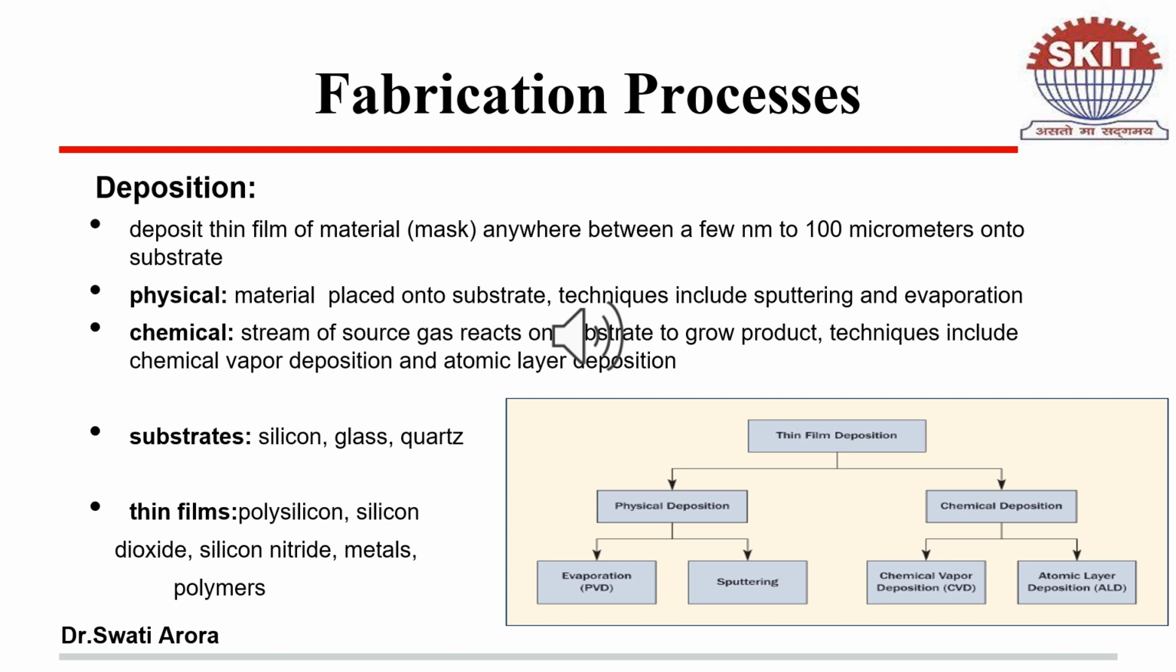The material placed on substrate using physical vapor deposition, or the physical deposition, has two methods. First is evaporation and second one is sputtering. Similarly, for chemical deposition there are also two methods. First is chemical vapor deposition and second one is atomic layer deposition. Substrate may be silicon, glass or quartz substrate, or the thin film will be made of polysilicon, silicon dioxide, silicon nitride, metals and many more.